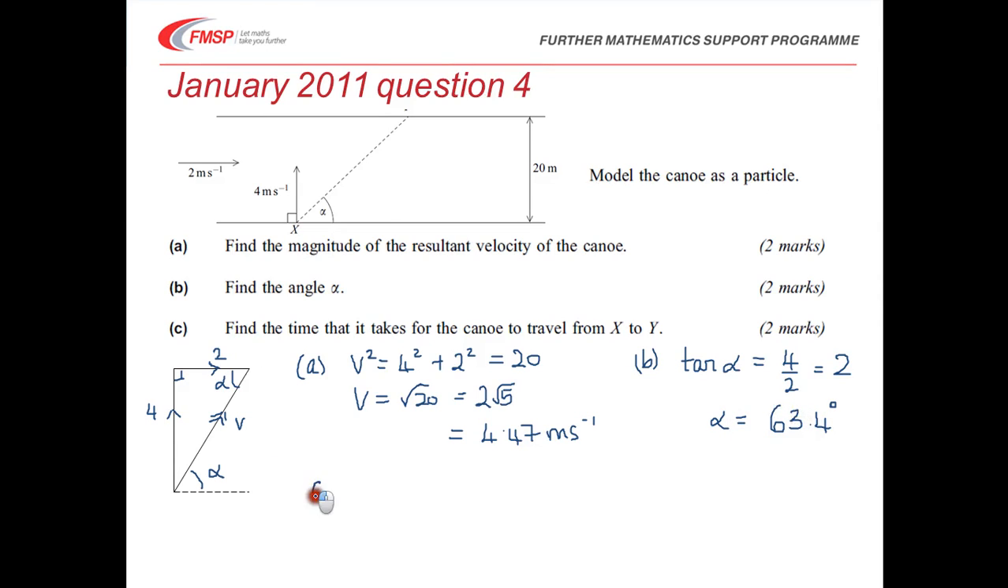And then in the last part, part C, we're asked to find the time that it takes for the canoe to travel from X to Y. So time is equal to distance over speed. And so the easiest way to do that is just to take the perpendicular distance divided by the perpendicular speed, 20 over 4, which is 5 seconds.